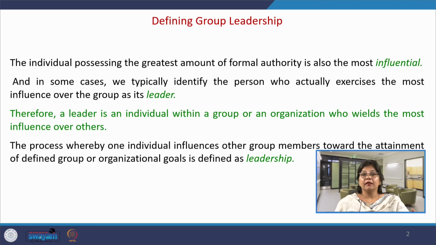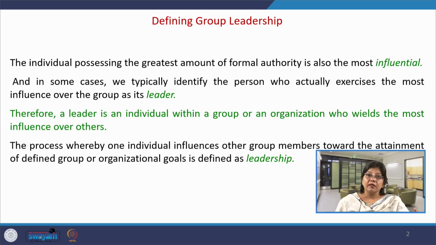Therefore, a leader is an individual within a group or an organization who wields the most influence over others. So, if any individual has that competency, that ability to execute influence on the others, he is known to be the leader.